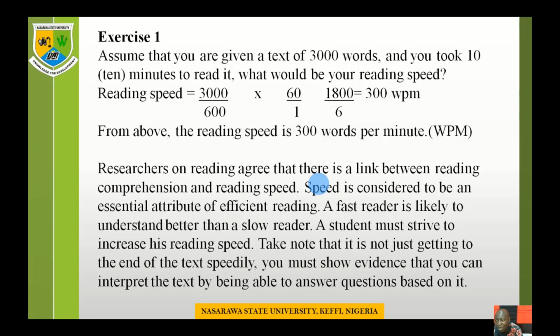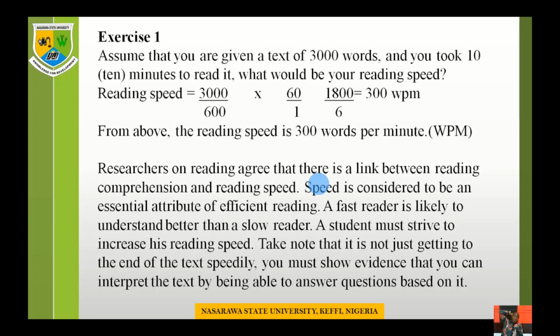From the question, you have 10 minutes that was used to read the text. So to get the time in seconds, you multiply the 10 minutes by 60, and that will give us the 600 you're seeing on the screen. Then times 60 all over 1, which is constant. That 1 is constant, 60 all over 1.